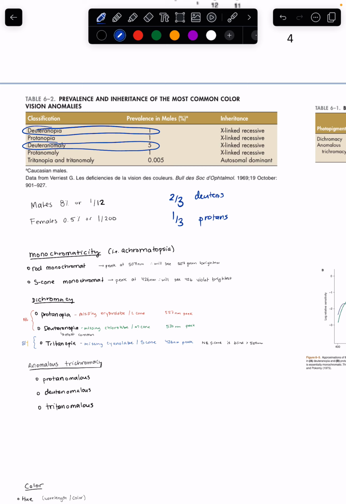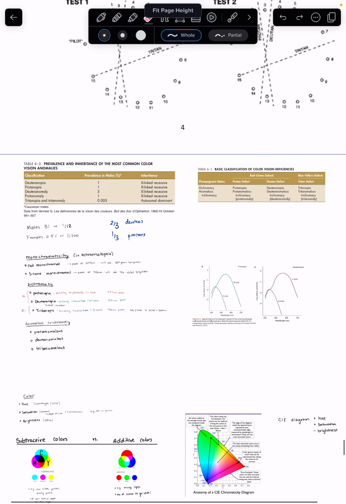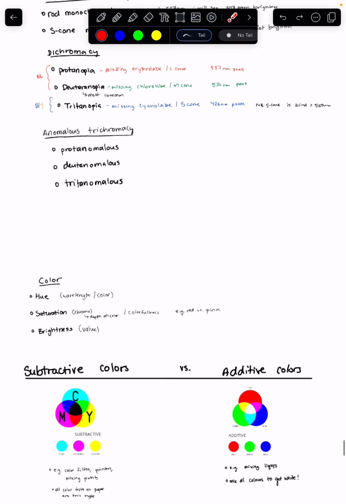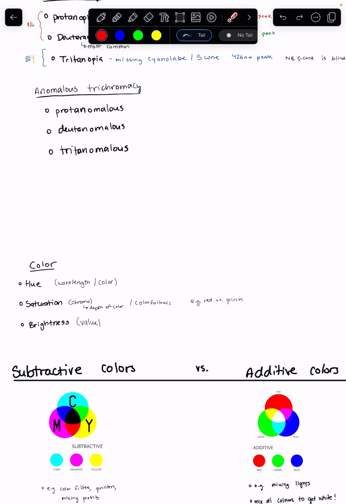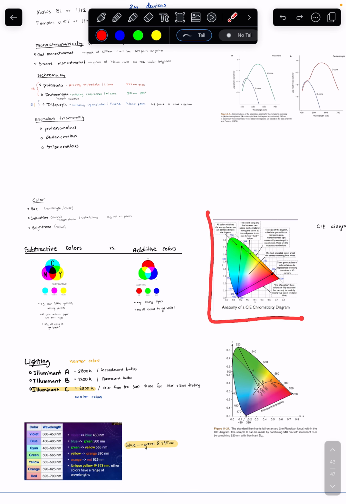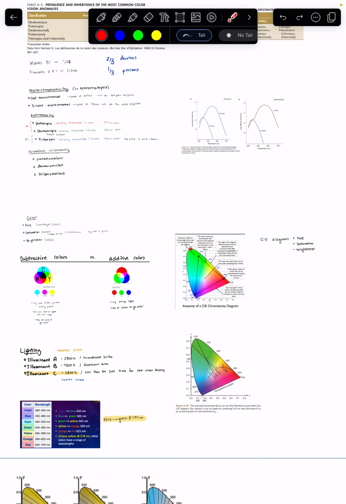So looking at the prevalence, this is helpful, and we definitely talk about this more in the lectures as well. I included these from the textbook, so this is just showing, for example, a protanopia, how they're just missing that L cone, so it should be about there, right? That would be the L cone, they're missing that. Some things as we get into color: we can describe color with hue, saturation, brightness, and we're going to be using the CIE chromaticity diagram. And this diagram shows the hue, so like the color, right?